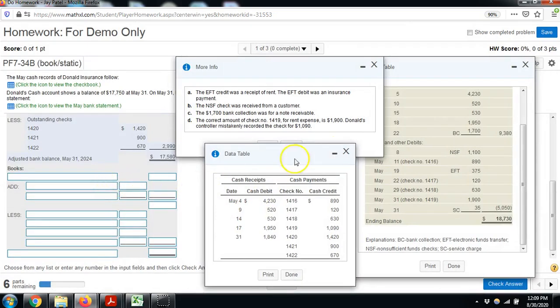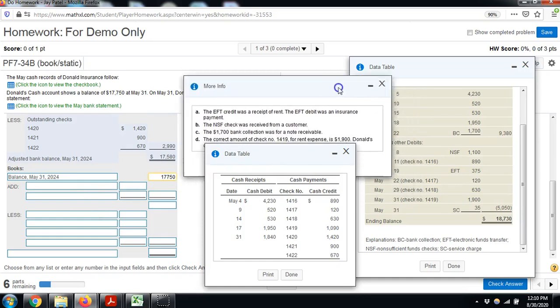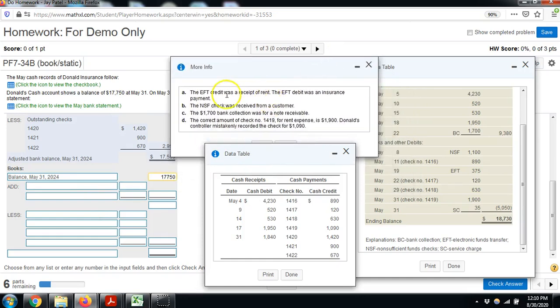Okay, so now let's do the book side. So we're going to have a balance in our accounting books. It tells us up here 17,750. That's what our accounting books, unadjusted, are saying that we have in cash. So what do we need to add? The things that we need to add we're going to get from our bank statement.